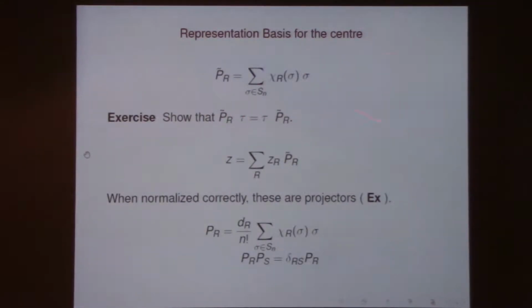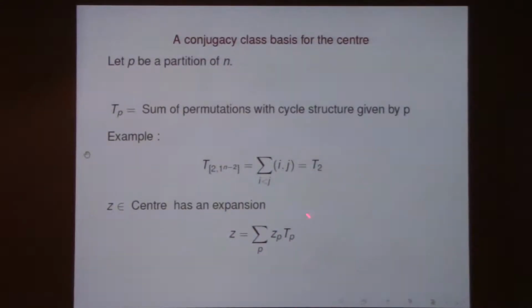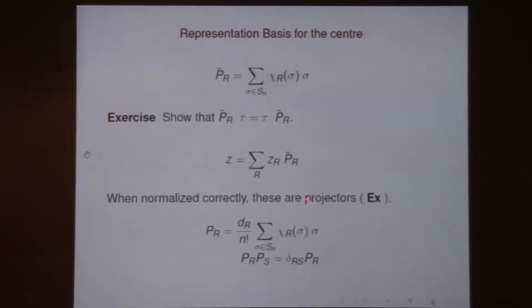It is also true that anything that commutes, any z that commutes, can be written as a linear combination of these character sums with some coefficient zr. So now there is a sum over irreducible representations, whereas before there was a sum over conjugacy classes or cycle structures. So there are two ways to think about the center: one is in terms of a basis given by irreducible representations, and one by conjugacy classes.